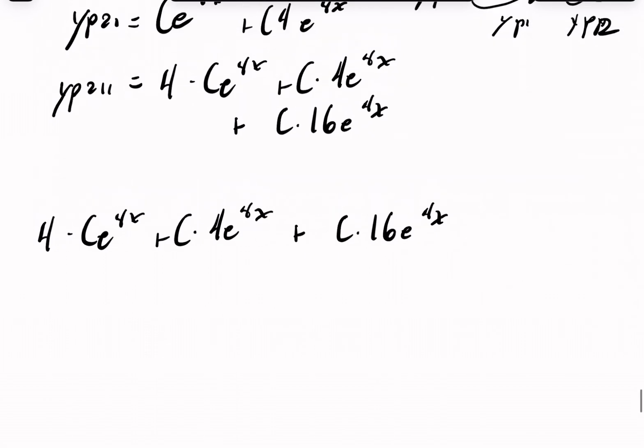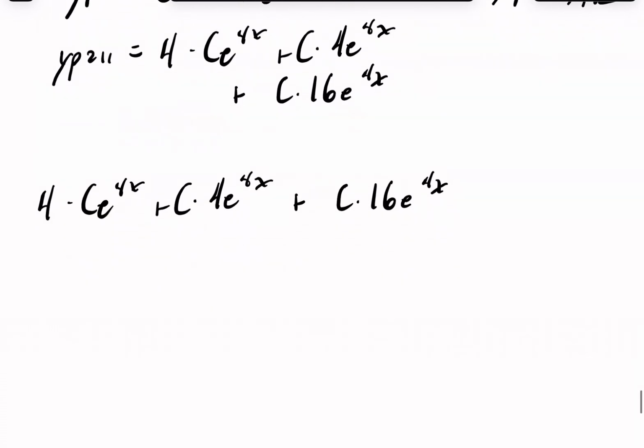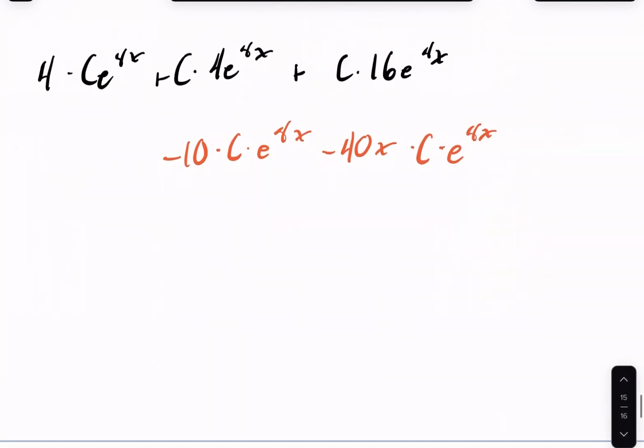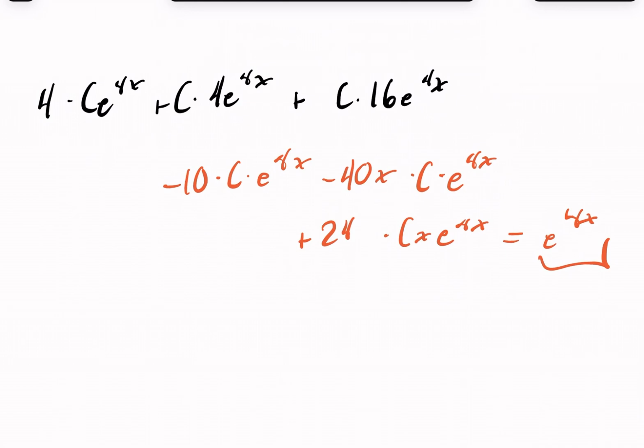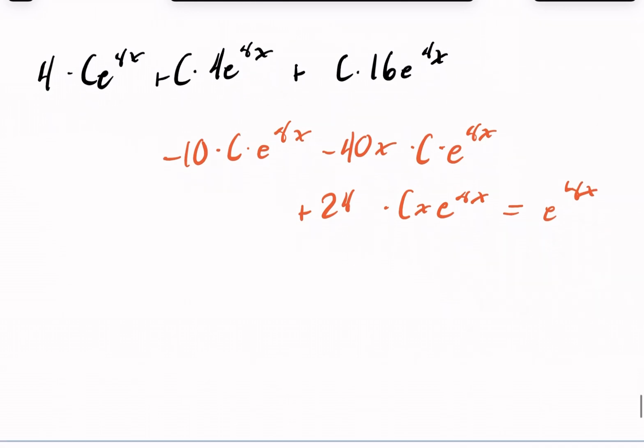And then, this is where we're going to continue off: minus 10 times c times e to the 4x, minus 40x times c times e to the 4x. And then we have plus 24 times cx e to the 4x equals e to the 4x. Cool. Because this is the original part of the function that we're looking for.